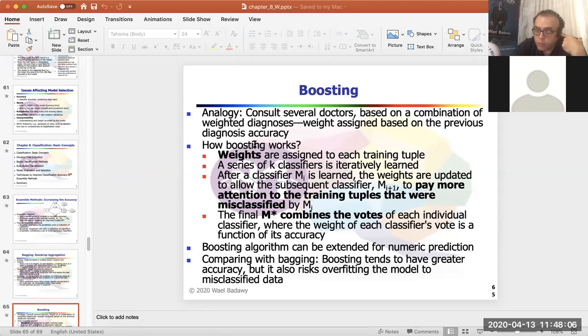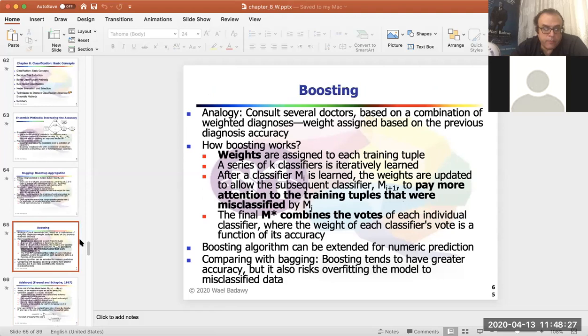So how boosting works is basically we will have weights assigned to each training tuple. I will have a series of K classifiers, iteratively, where I will pay more attention to the training tuples that were misclassified, and then I will combine the voting schemes based on these weights. Compared with bagging, boosting tends to have greater accuracy, but it also has the risk of overfitting the model with misclassified data.